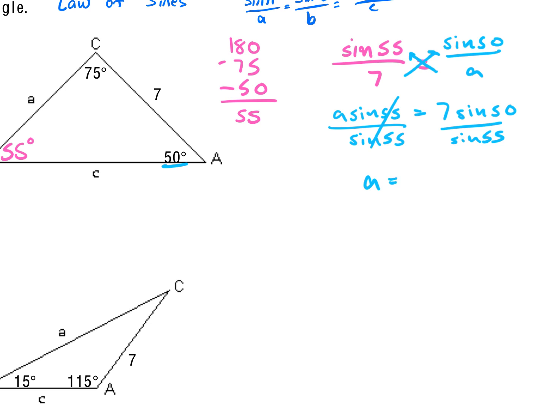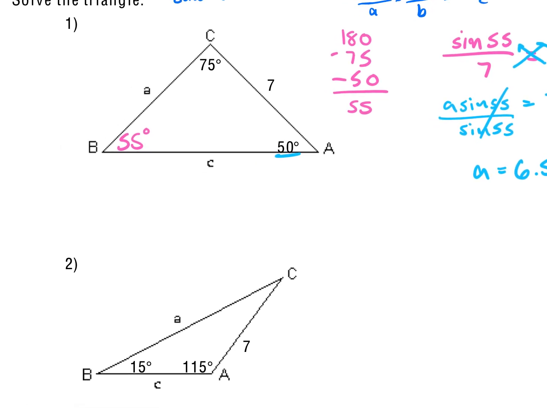So A is equal to, this we're going to put in our calculator. So 7 times sine of 50 divided by sine of 55. So we get 6.5. So A is going to be 6.5.